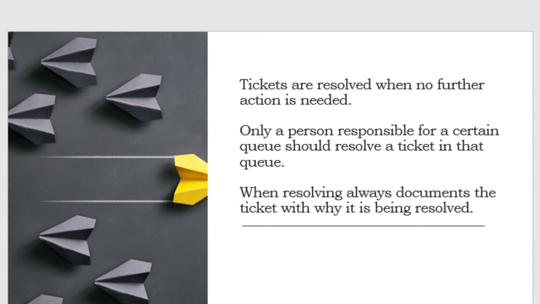Next we move on to thinking, am I one of the people responsible for the queue where the ticket resolves? Well, it's an HR ticket, so yes, I am one of those people. My name is on the list, so I can go ahead and resolve this. And last, have I documented why I'm resolving? Well, no, I haven't done that yet, but let's go ahead and do that now.